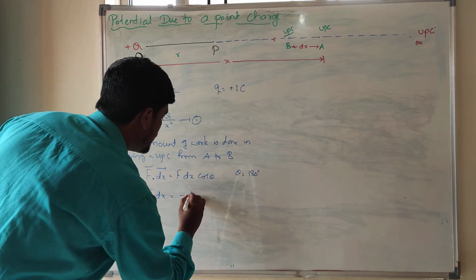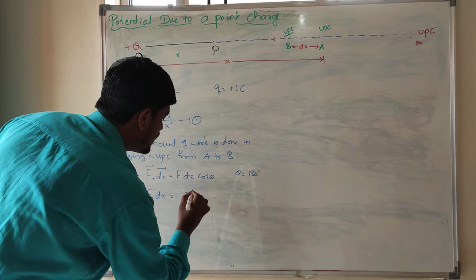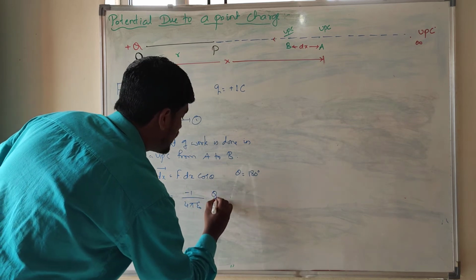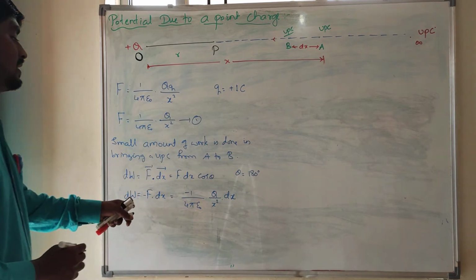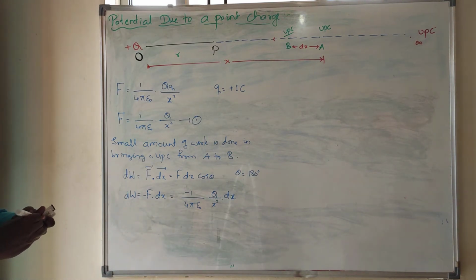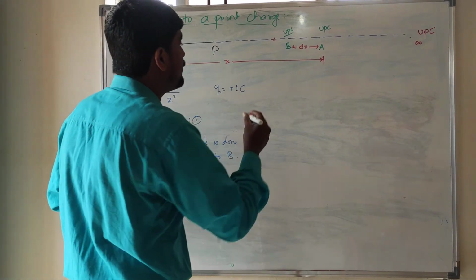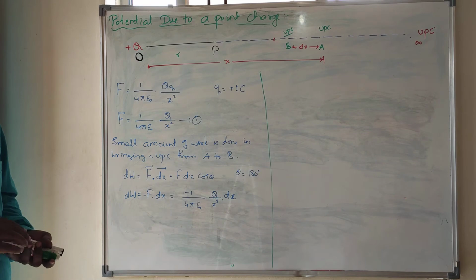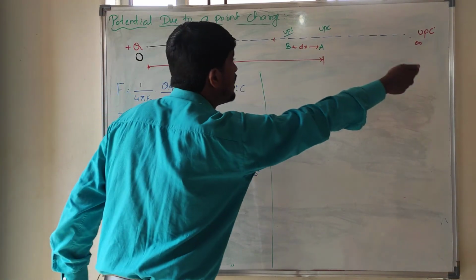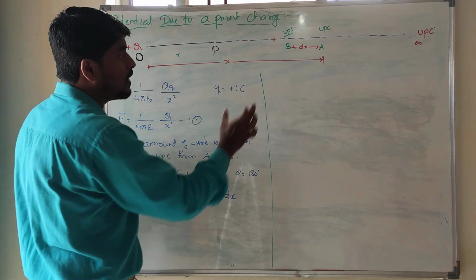dx, that is equal to minus 1 by 4 pi epsilon naught q by x square into dx. This is a small amount of work done in bringing the UPC from infinity to the point against the electric field. But I am really interested in calculating the total work done in bringing the UPC from infinity to the point P, not the intermediate step. This is only the intermediate work done.